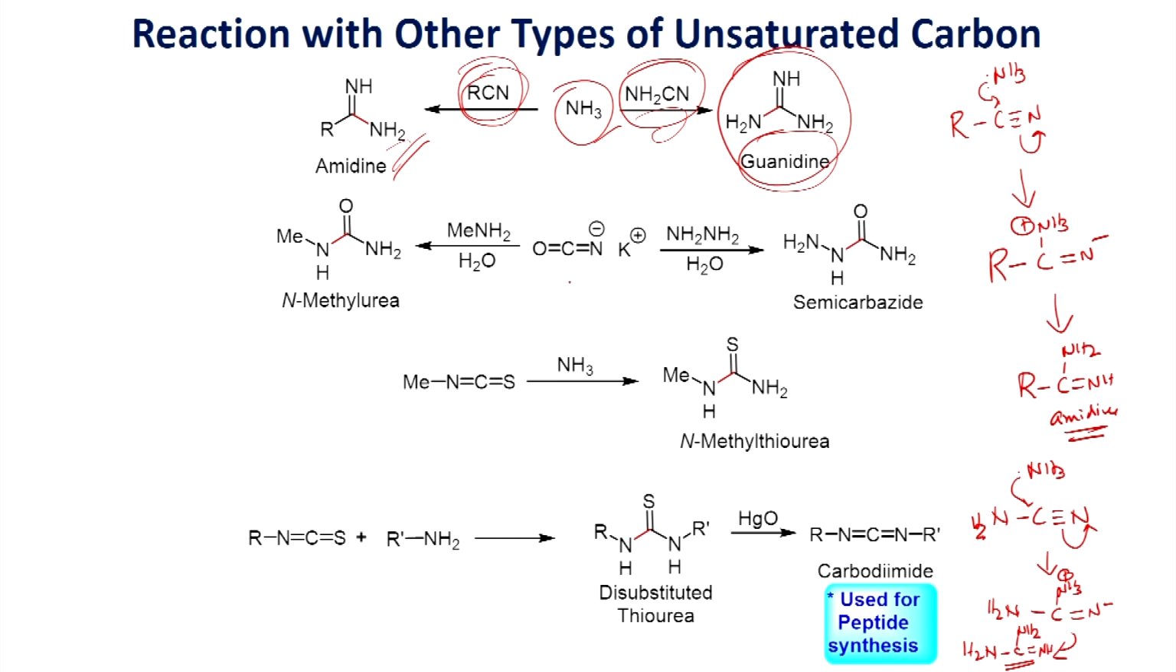The next example involves the reaction of methylamine with this isocyanate salt in water medium, and here, as we have seen, it can readily undergo addition with this electrophilic carbon, then you will be able to form methyl urea as the product.